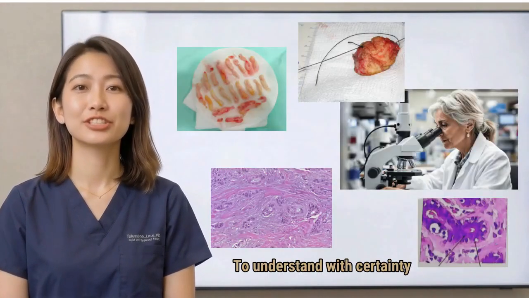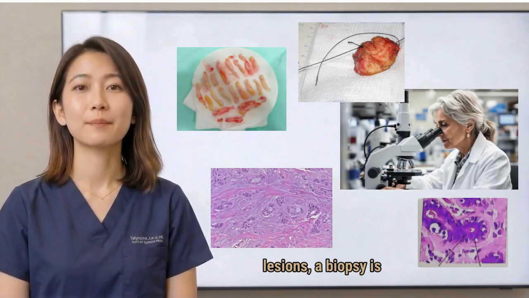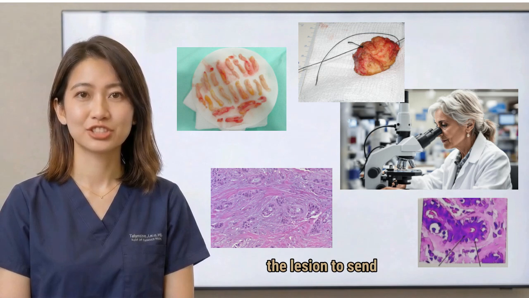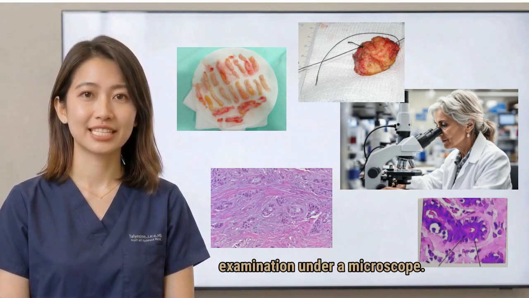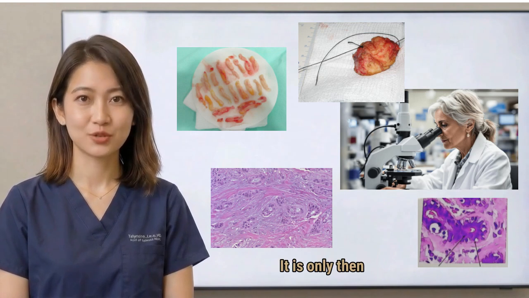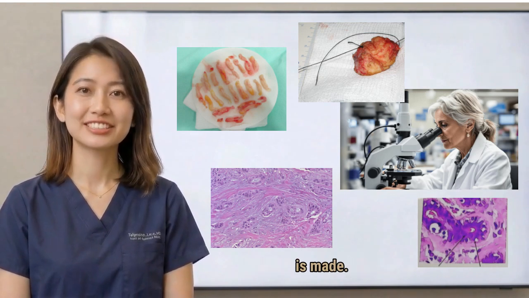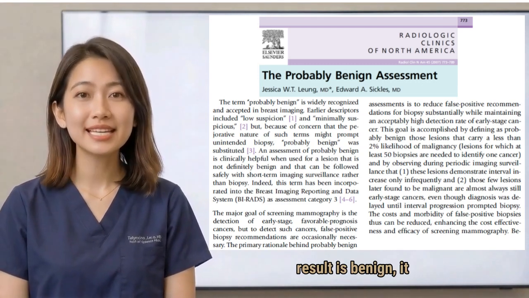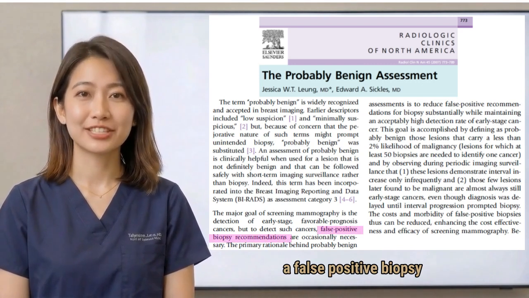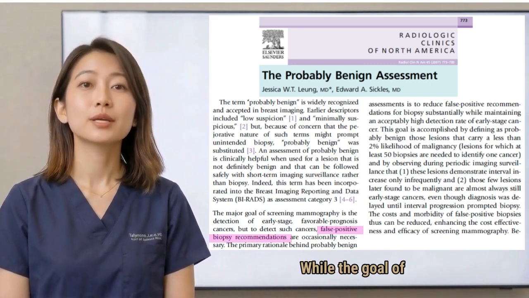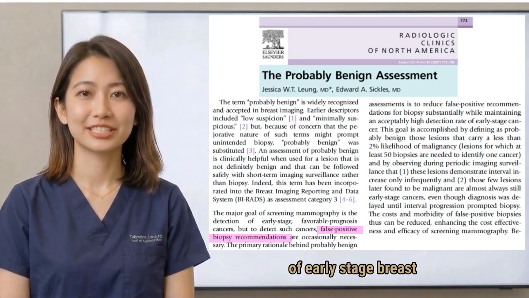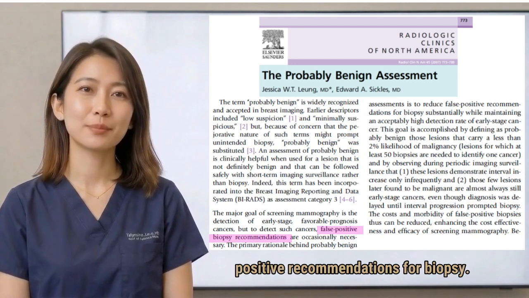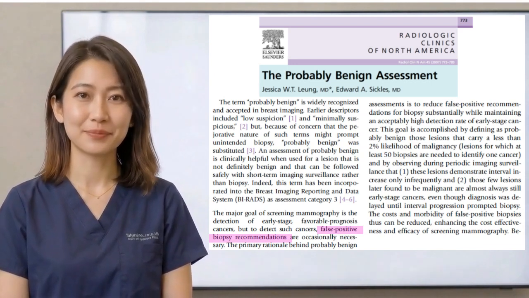To understand with certainty the nature of the lesions, a biopsy is required. This involves a procedure to remove tissue from the lesion to send to a pathologist for examination under a microscope. It is only then that a definitive diagnosis is made. When a biopsy is performed and the pathology result is benign, it is referred to as a false positive biopsy recommendation. While the goal of screening is the detection of early-stage breast cancers, there is the need to balance this against too many false positive recommendations for biopsy.